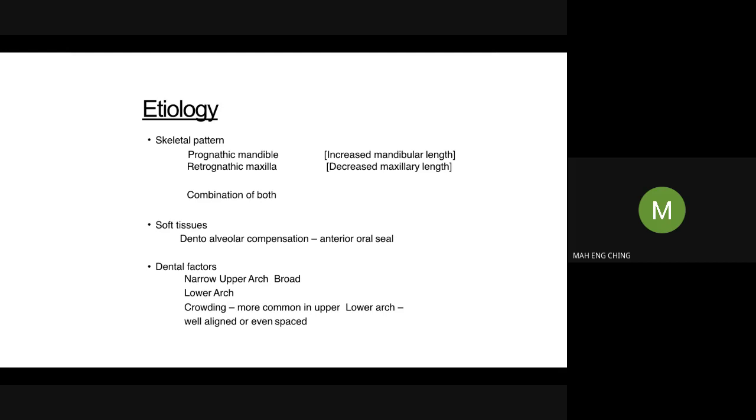This one I call dental alveolar compensations. So dental factor: usually this kind of patient, Class 3 malocclusion, has a narrow upper arch and a broad lower arch. It means the upper arch is a bit narrow or smaller compared to the lower mandible, which is a broad or long mandible. Then the crowding is more common in the upper arch because it is narrower and smaller. Usually they have a well-aligned or even spaced lower arch because the mandible is a bit longer or bigger.